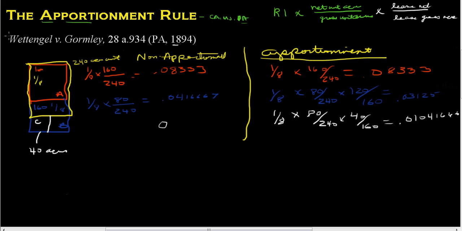And that's the distinction between the apportionment rule and the non-apportionment rule. And it all occurred because B conveyed a portion of the lease. That triggered the rule. So in a non-apportionment state, C would have had 0. In an apportionment state, now C has a 0.01041666 interest, and B's interest was reduced from 0.041667 to 0.03125. So B is getting less because he conveyed a portion of it. So that is the apportionment rule.